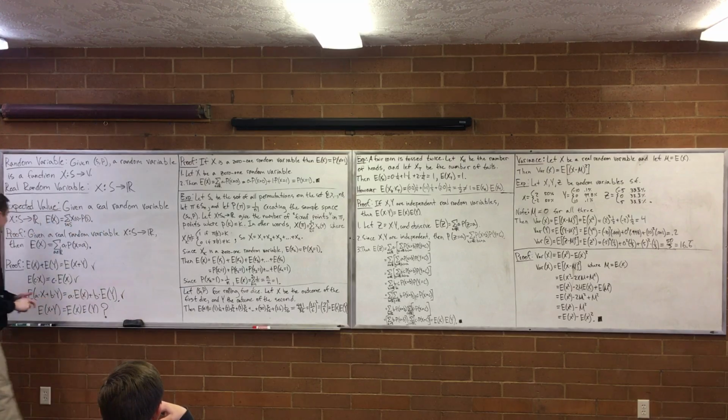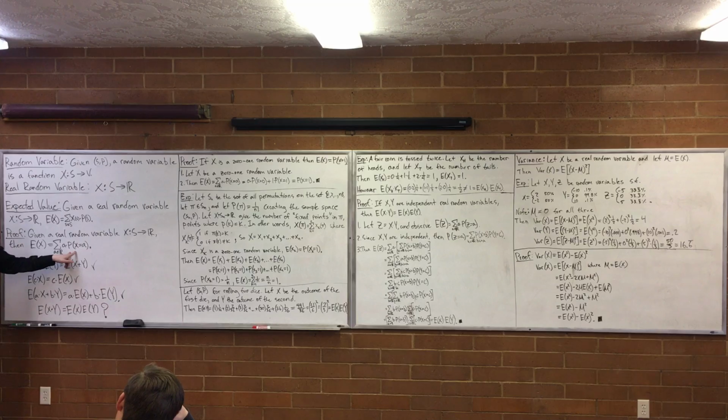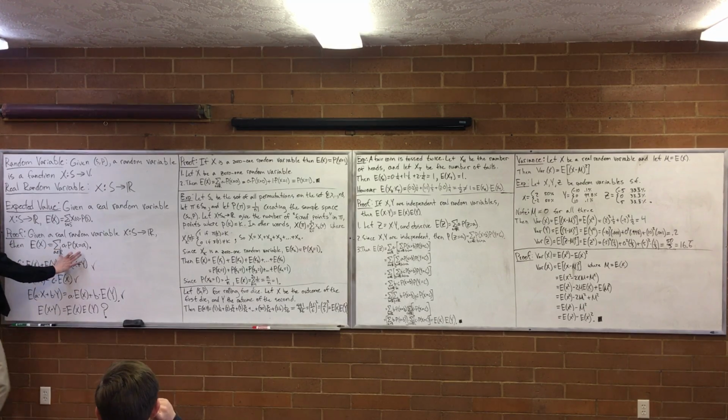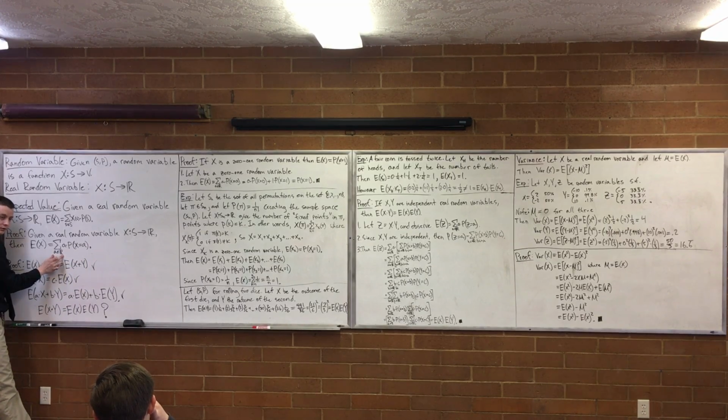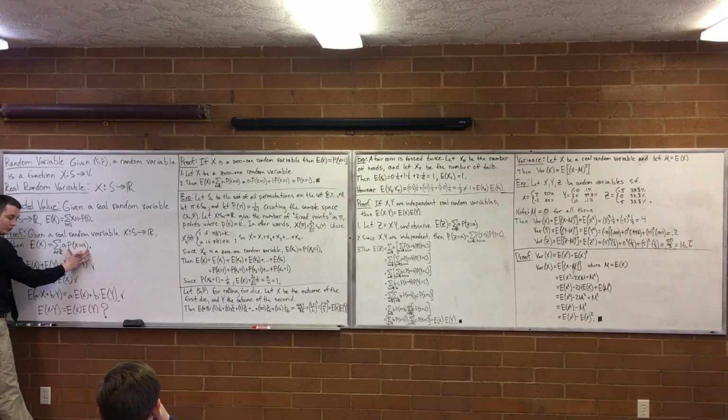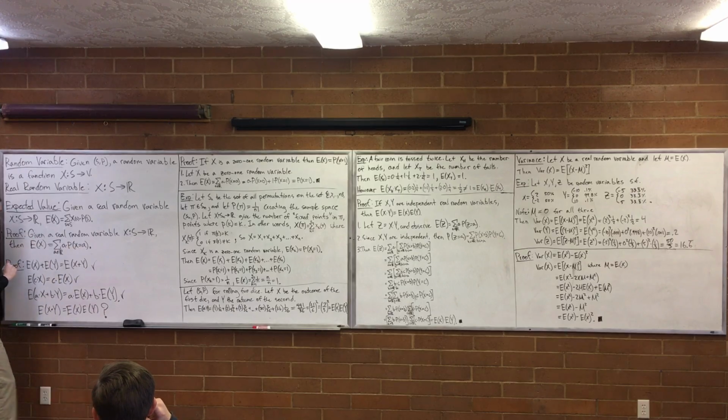So, calculating the expected value of a random variable. Then we have this theorem, which is where I felt like I was losing you guys last time. That says the expected value is equal to this summation. So for every real number, take the probability that the random variable equals that real number, multiply by that real number, and add those up. And that is also the expected value.